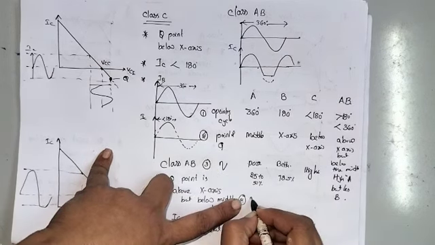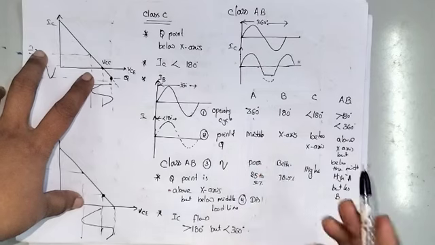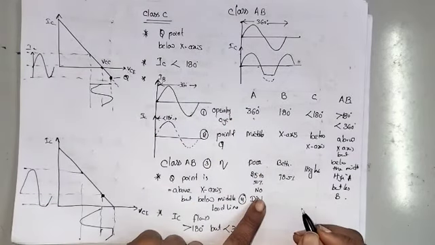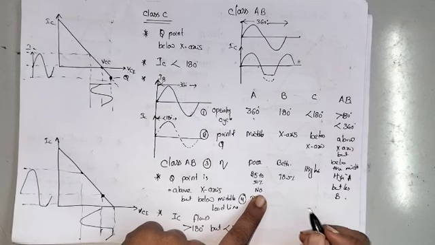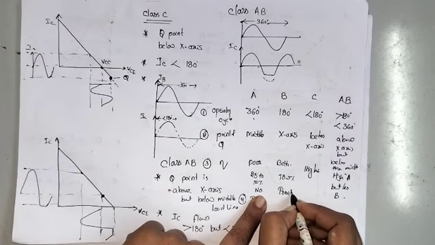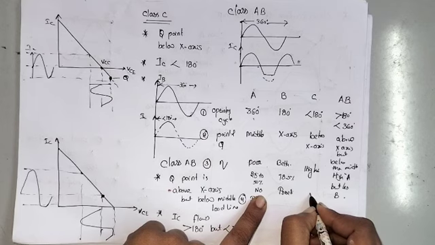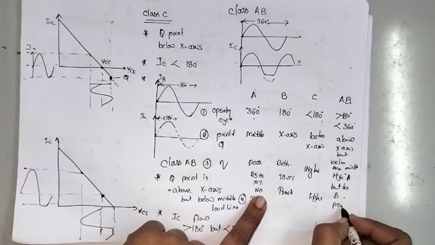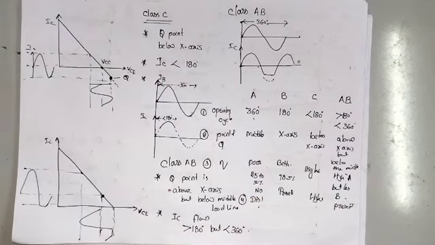And the last one, distortion. Class A produces the collector current for 360 degrees, so there is no distortion for the class A power amplifier. For class B, distortion is present. For class C, there is higher distortion, and for AB, distortion is present.